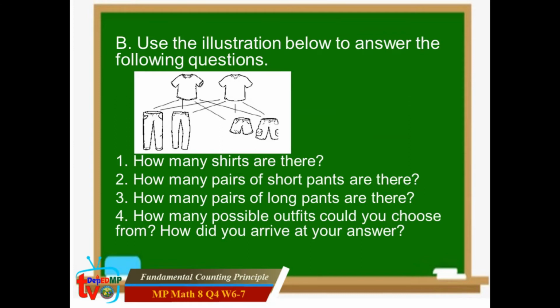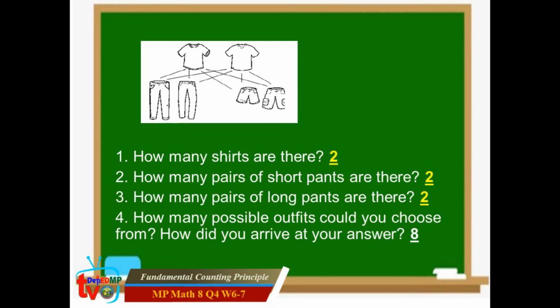Letter B, use the illustration below to answer the following questions. 1. How many shirts are there? 2. How many pairs of short pants are there? 3. How many pairs of long pants are there? And 4. How many possible outfits could you choose from? How did you arrive at your answer? The answers are, for number 1, 2, number 2, 2, number 3, 2, and number 4, 8.